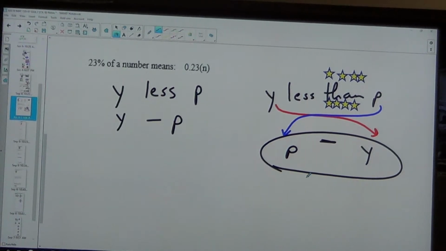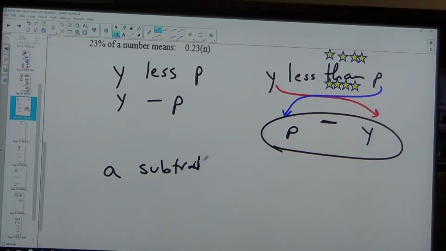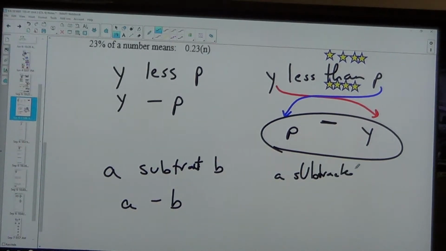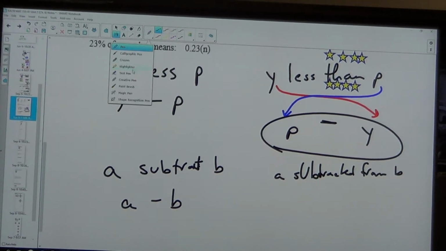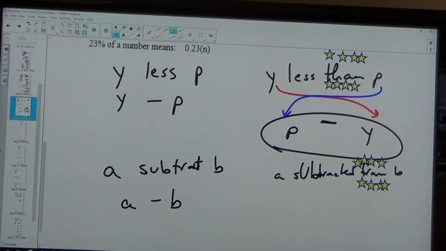So if it's just less, you write it the way it's written. But if it's less than, you flip-flop them. Okay? If you have A subtract B, it's going to be A minus B. If you have A subtracted from B, you flip-flop it. So the words from and than, those are your two magic words.